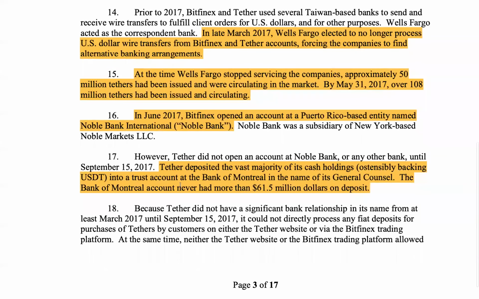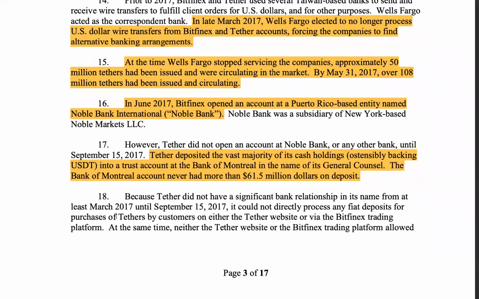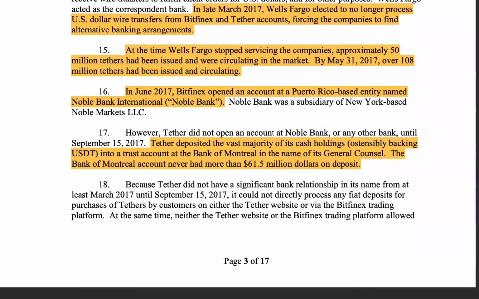Although Tether did not open an account at Noble Bank or any other bank until September. In the meantime, Tether deposited the vast majority of its cash holdings into a trust account at the Bank of Montreal in the name of its lawyer. The Bank of Montreal account never had more than $61.5 million at the time of deposit, which is a little bit less than the 108 million that they had issued. Where the 40 million is, not sure, it doesn't really say here.